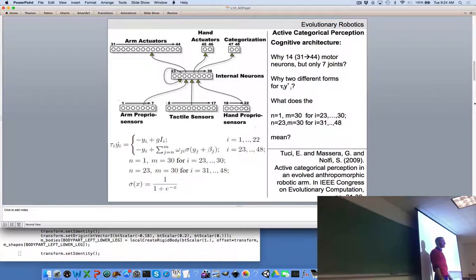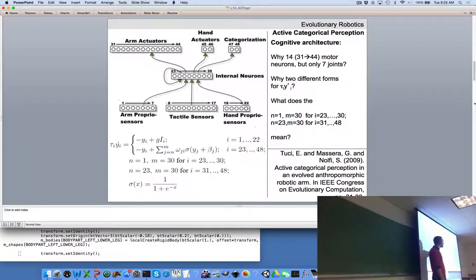What's G? I think this should actually be G sub i. I think it's a mistake here. Let's assume it's G sub i. What did G sub i do in the CTRNN that we looked at last week? Gain. It's the gain, right? And we're going to place these gains as well as these taus under evolutionary control.